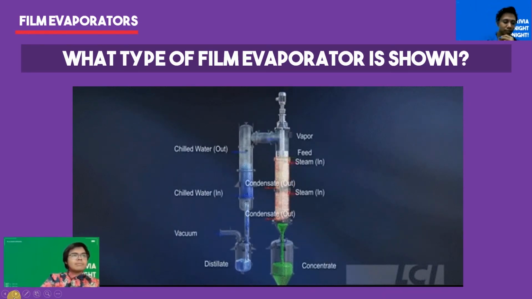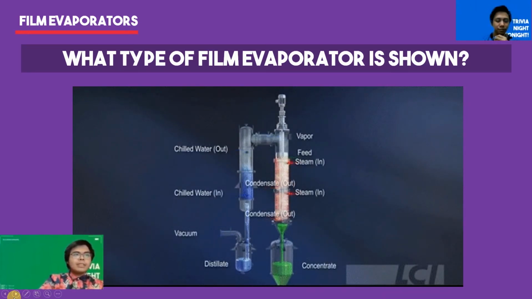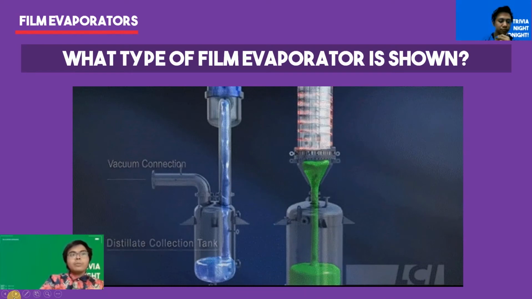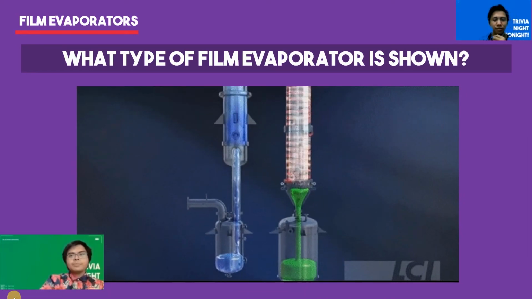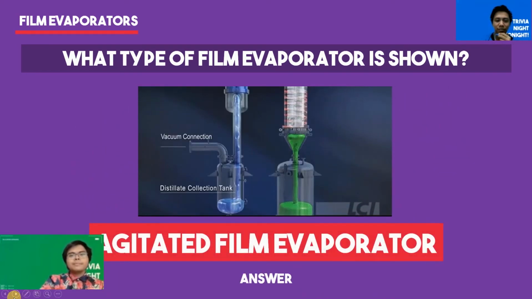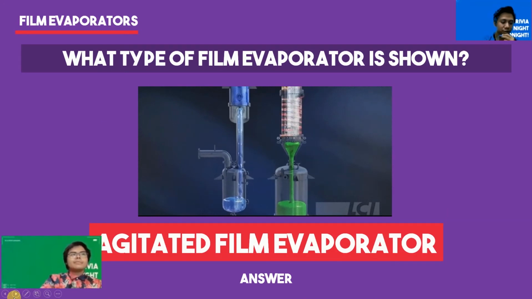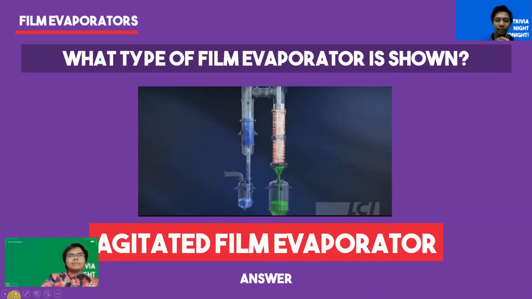Yes, Alfred. This is an agitated film evaporator. And the correct answer is agitated film evaporator. For a bonus point, can you explain why?